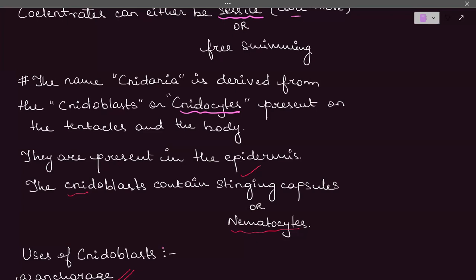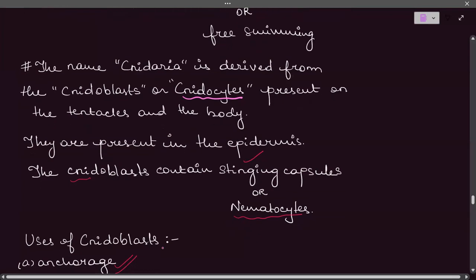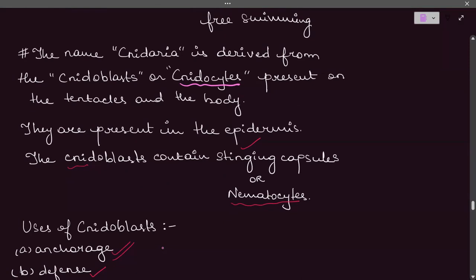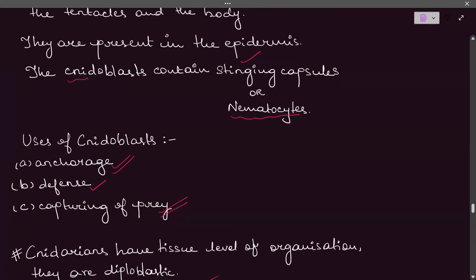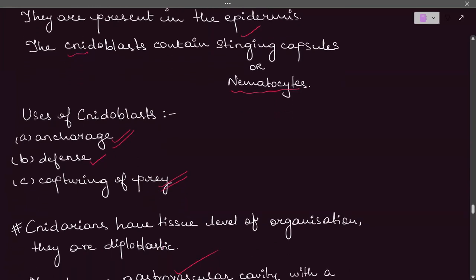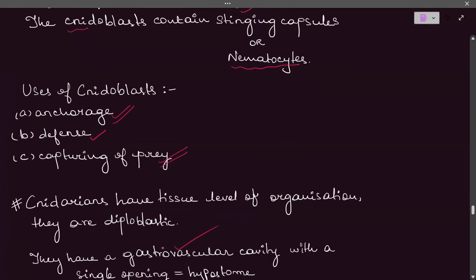Now, moving forward, these cnidocytes or cnidoblasts are present in the epidermis. Now, they contain the stinging capsule or nematocysts. Now, what is their reason? Why do these cnidoblasts or cnidocytes exist? First of all, they provide anchorage and defense, and also they help to capture the prey.